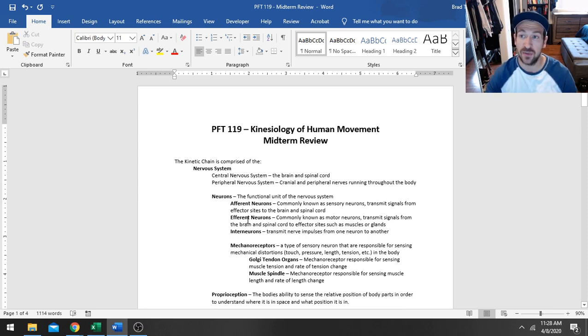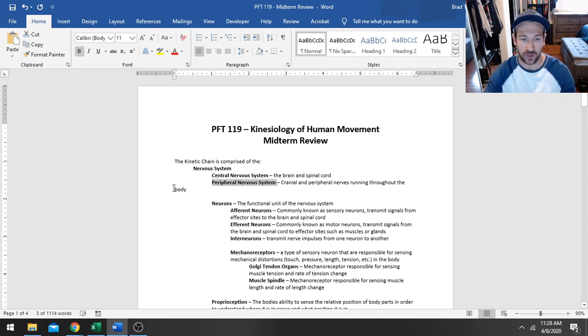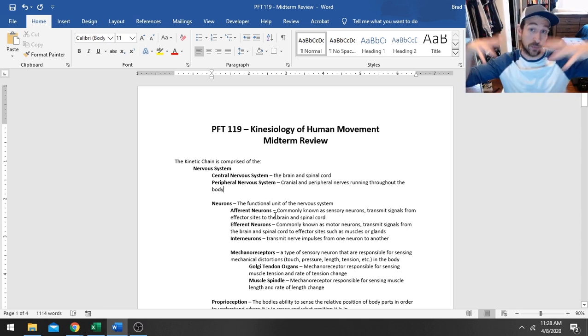Your nervous system is going to be divided into two primary sections. That's going to be your central nervous system, right? This central nervous system, that's going to be your brain and your spinal cord. That's sort of the control center or the command center for your body. And your peripheral nervous system, which is going to be all of your cranial and your peripheral nerves. So these are all the nerves that are along the periphery of your body.